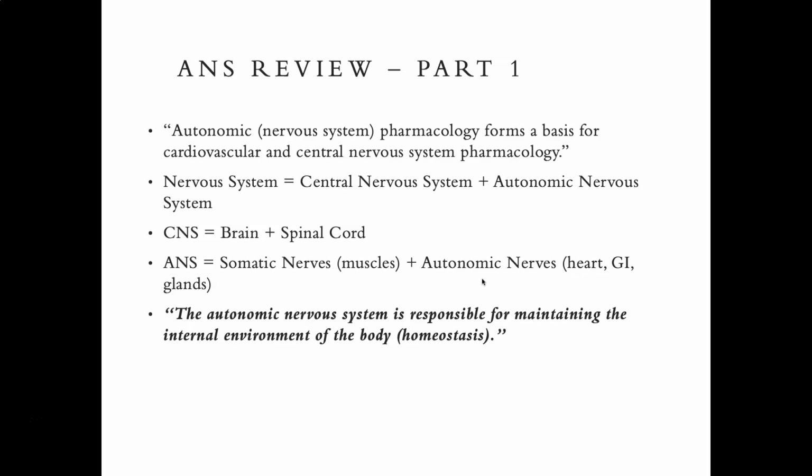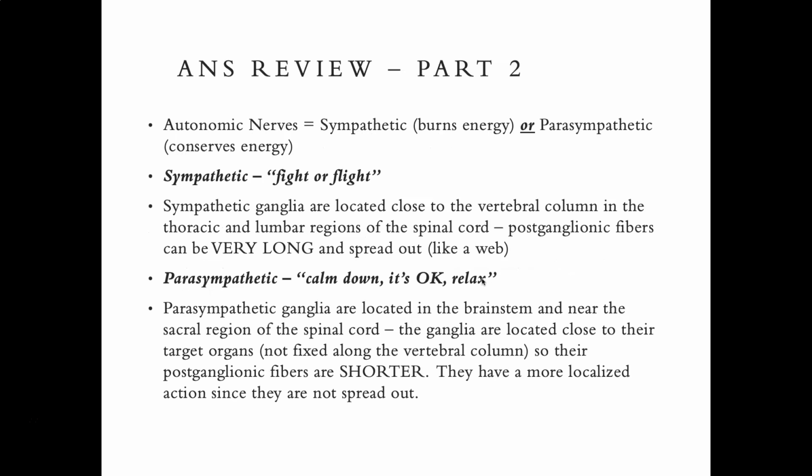So make sure that you know central nervous system plus autonomic nervous system equals nervous system. Make sure you know that the brain and the spinal cord are the CNS, somatic nerves that control muscles, and autonomic nerves that control the heart, GI tract and glands, is the ANS, and that it's the ANS, and more specifically the autonomic nerves, that control the internal environment of the body, which is known as homeostasis. Autonomic nerves are either considered sympathetic or parasympathetic.